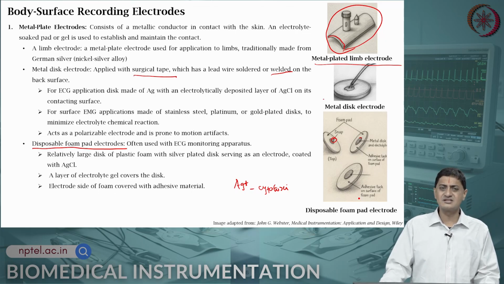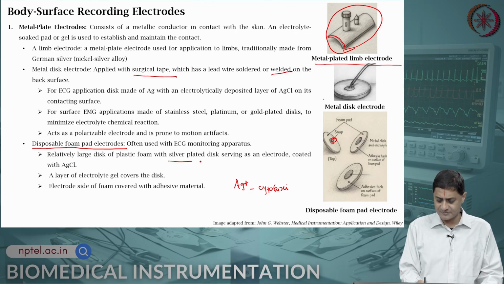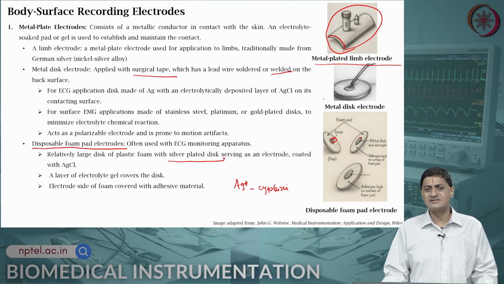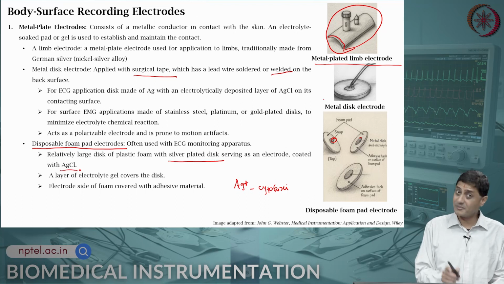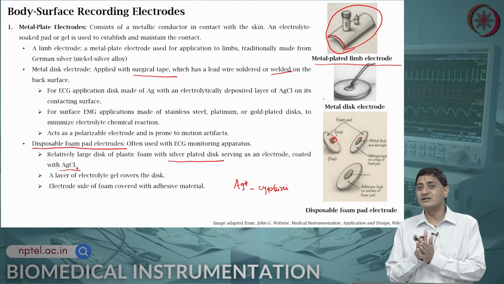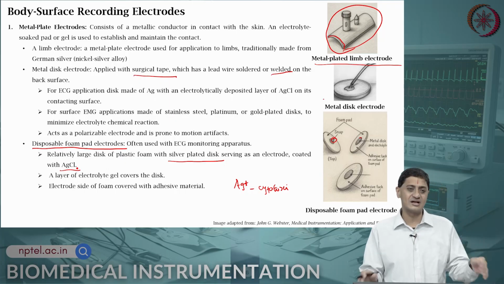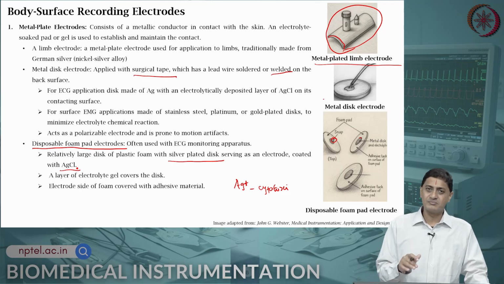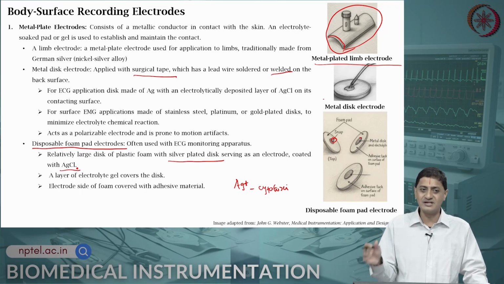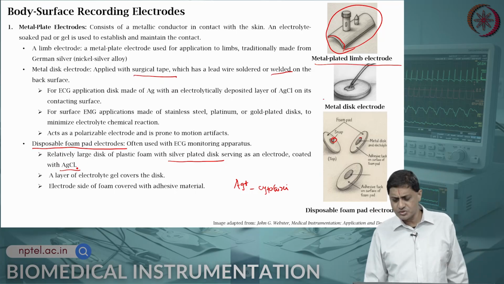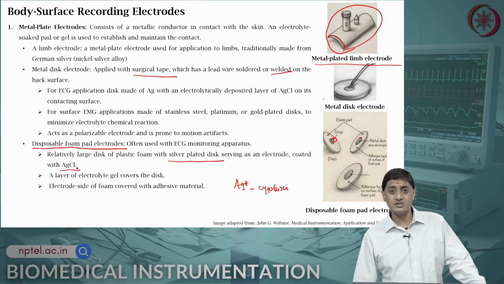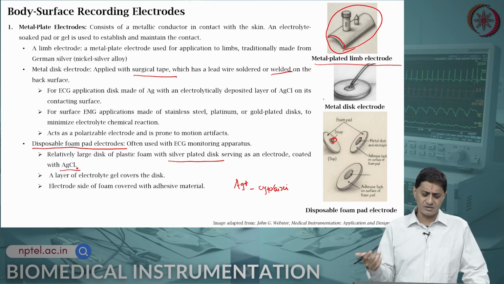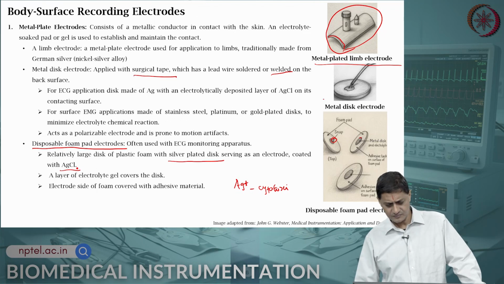It has a relatively large disc of plastic foam with silver plated disc that is used as electrode, and that is coated with silver chloride. Because this is disposable, we are not worried about the electrolytic deposition or scraping off of silver chloride. This is not an issue, and a layer of electrolytic gel covers the disc. It comes pre-covered, so you just take off that label and it is ready to use. And the electrode side of the foam is covered with an adhesive material, so you just stick it and it sticks. Because it is disposable, you are only looking at single use or a few minutes of use. So that is the other one.